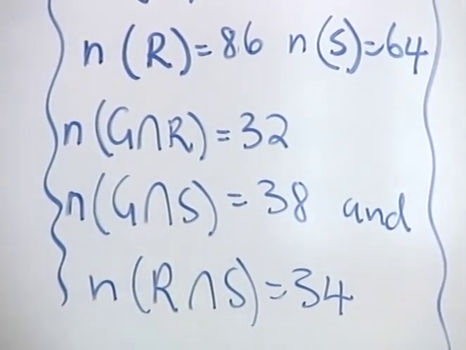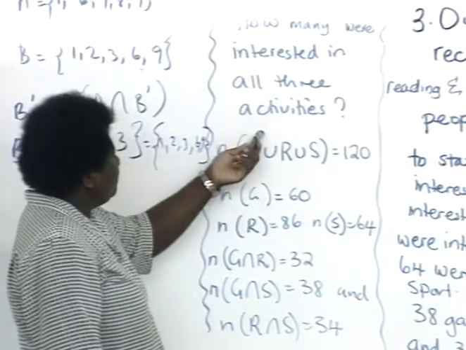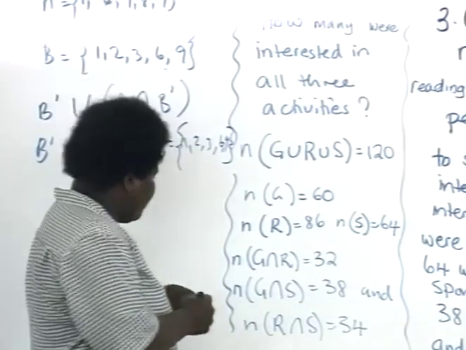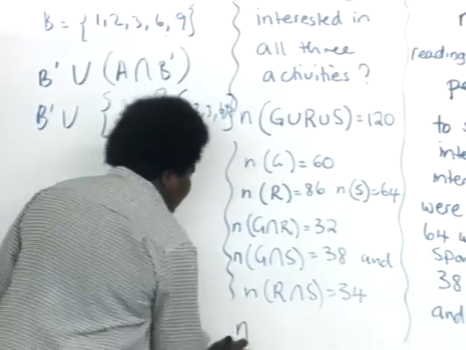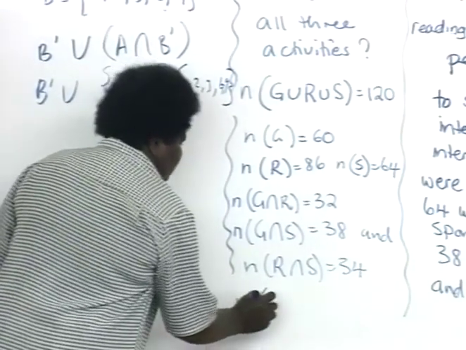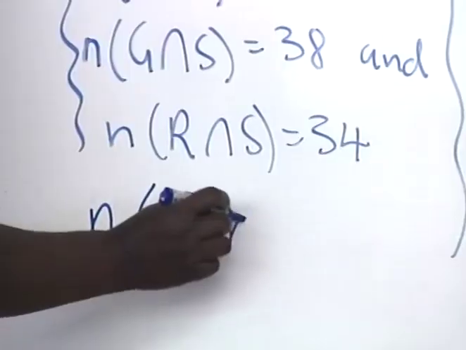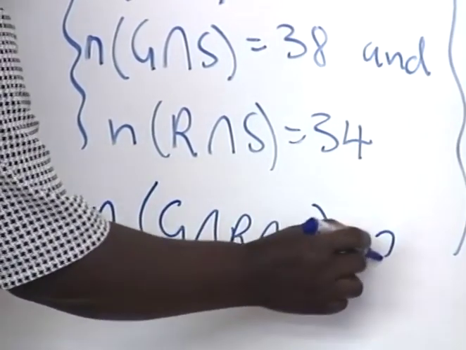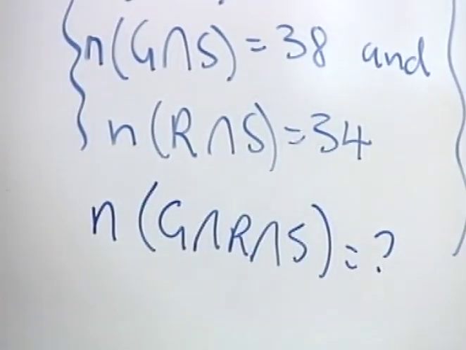Okay, can you work out the number of people who were interested in all activities? In other words, you are looking for N of what? G intersection R intersection S. Okay, can you do that quickly?